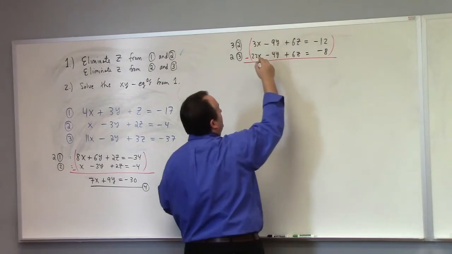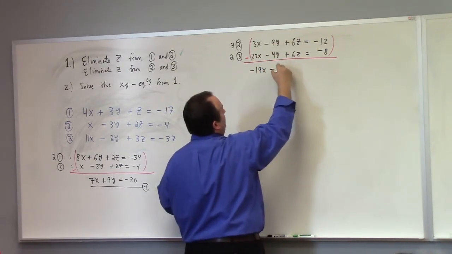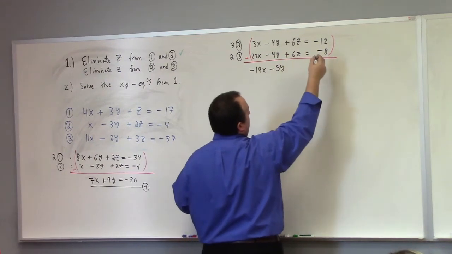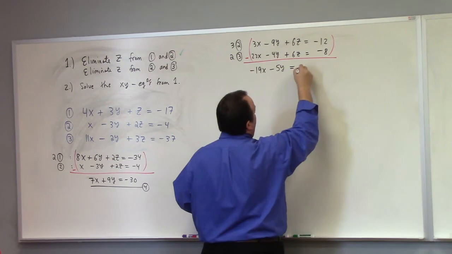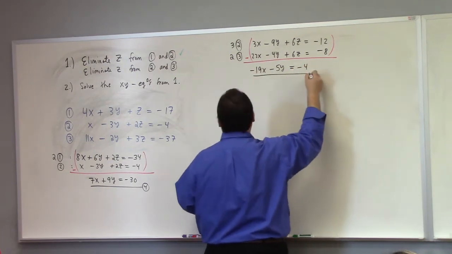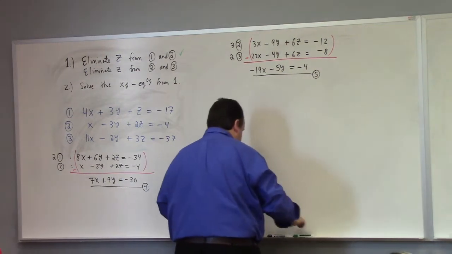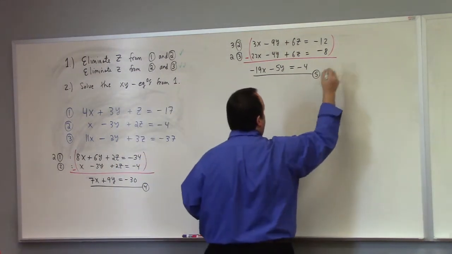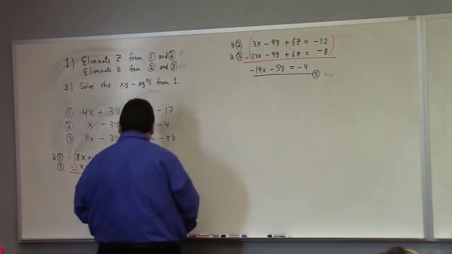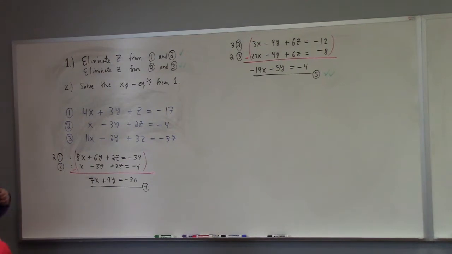Anyway, so what we get here is minus 19x minus 5y, z's cancel, and equals, looks like minus 4. So that's my equation 5. At this point, I have completed this part. All right? Now, if you look at equations 4 and 5, we're back to 2 equations and 2 unknowns, so we can solve those.